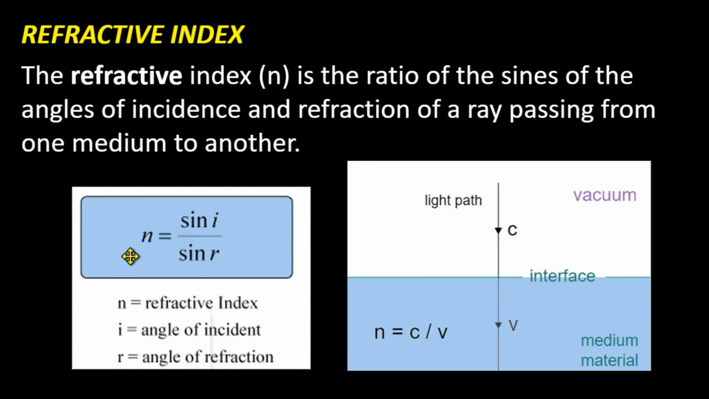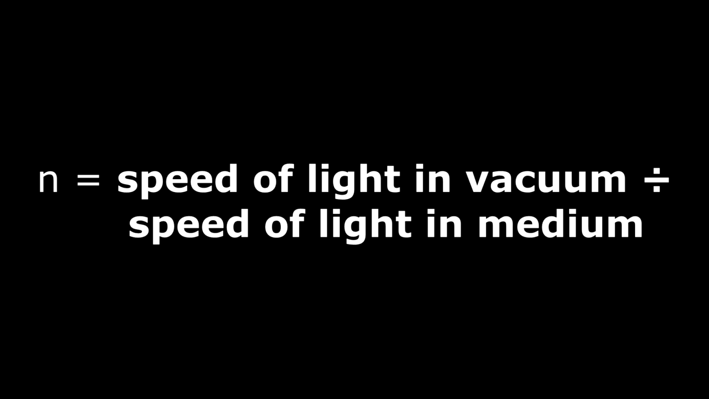The formula for refractive index is given as n is equal to sine i over sine r, where n is refractive index, i is the angle of incidence, and r is the angle of refraction. We can also calculate refractive index as n is equal to c over v, where c is the speed of light in a vacuum and v is the speed of light in a medium.